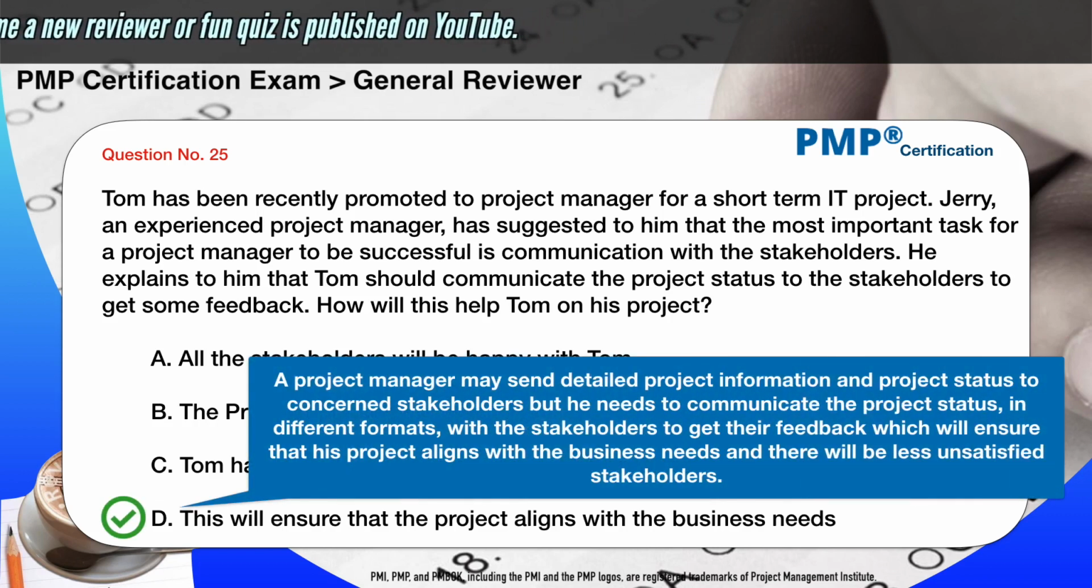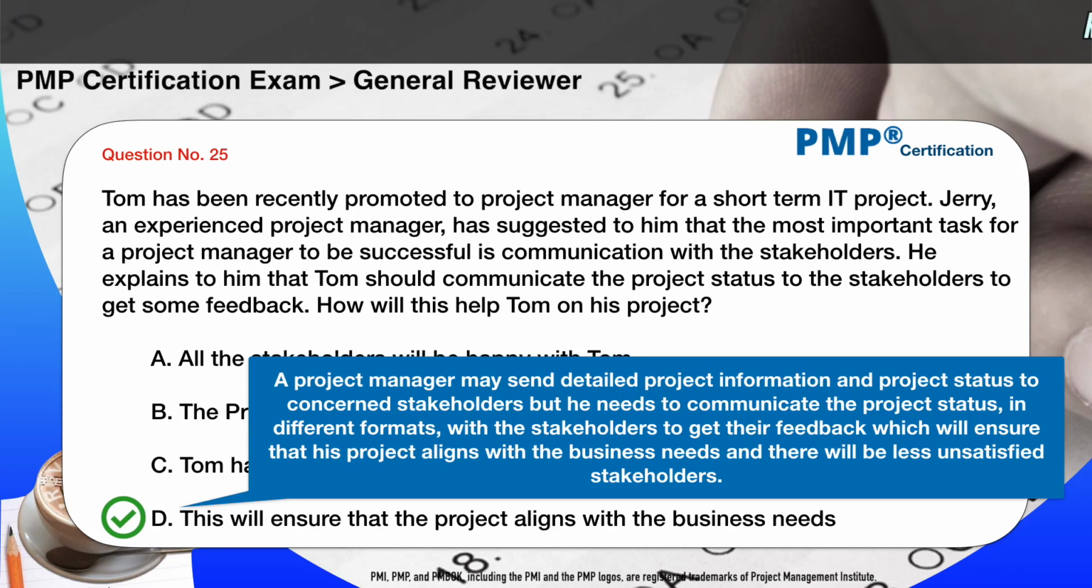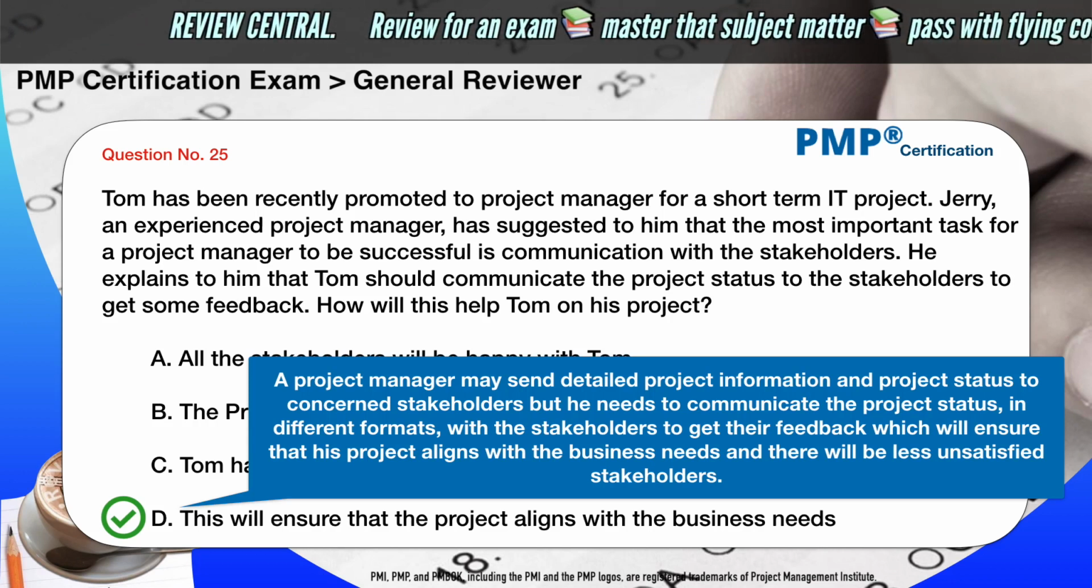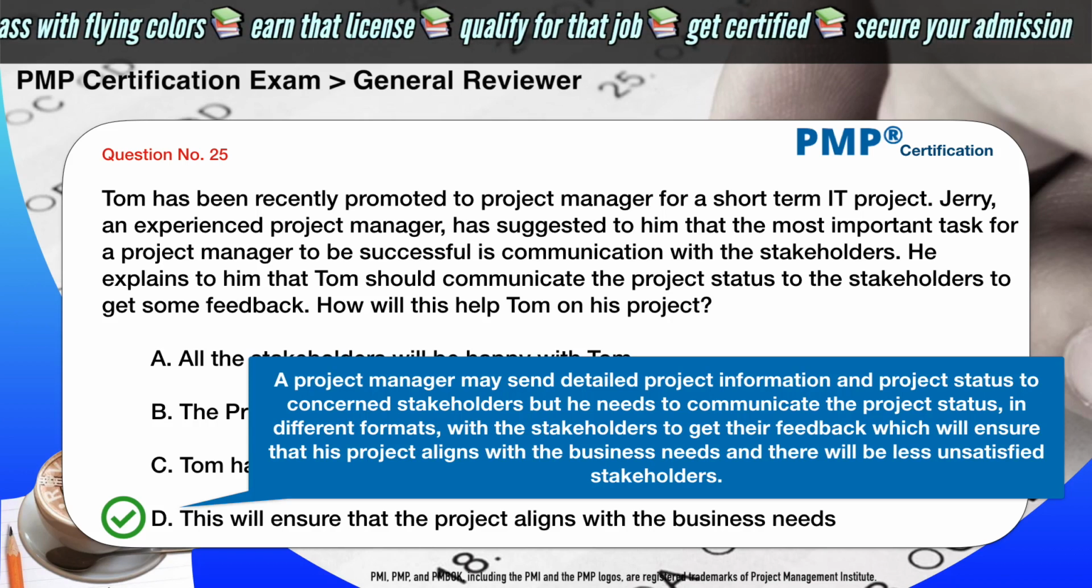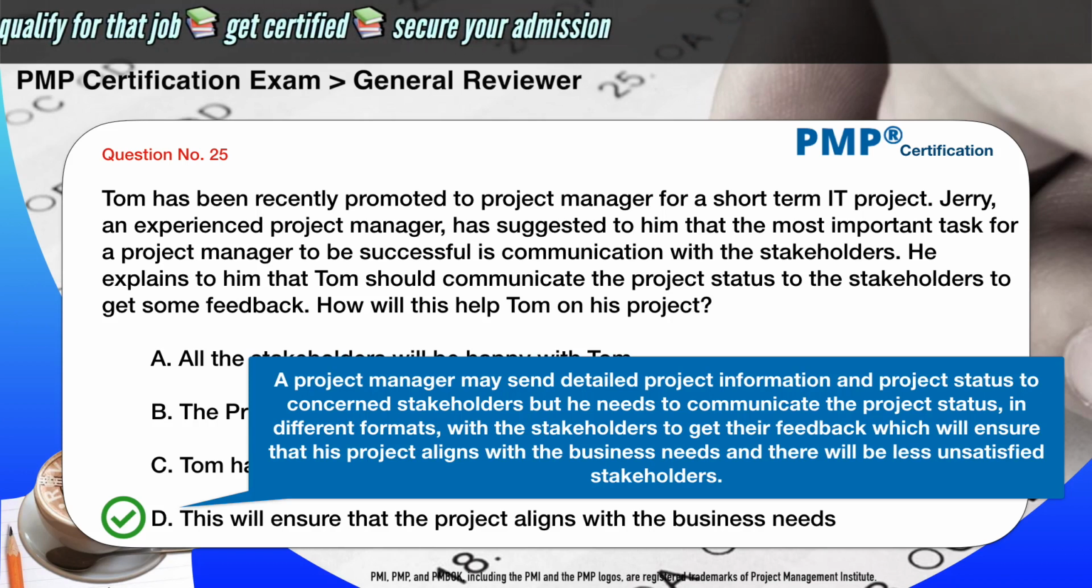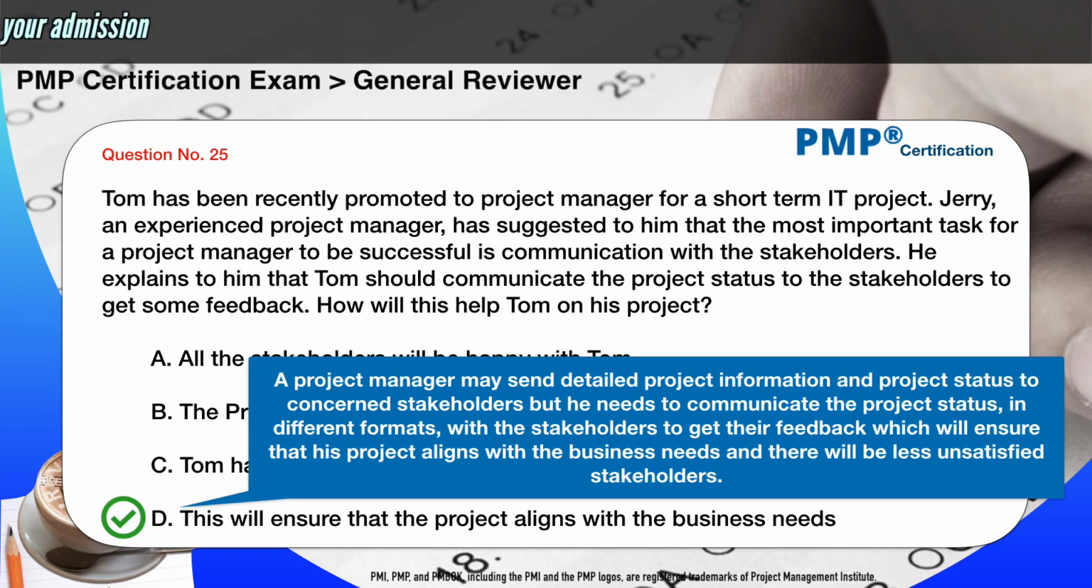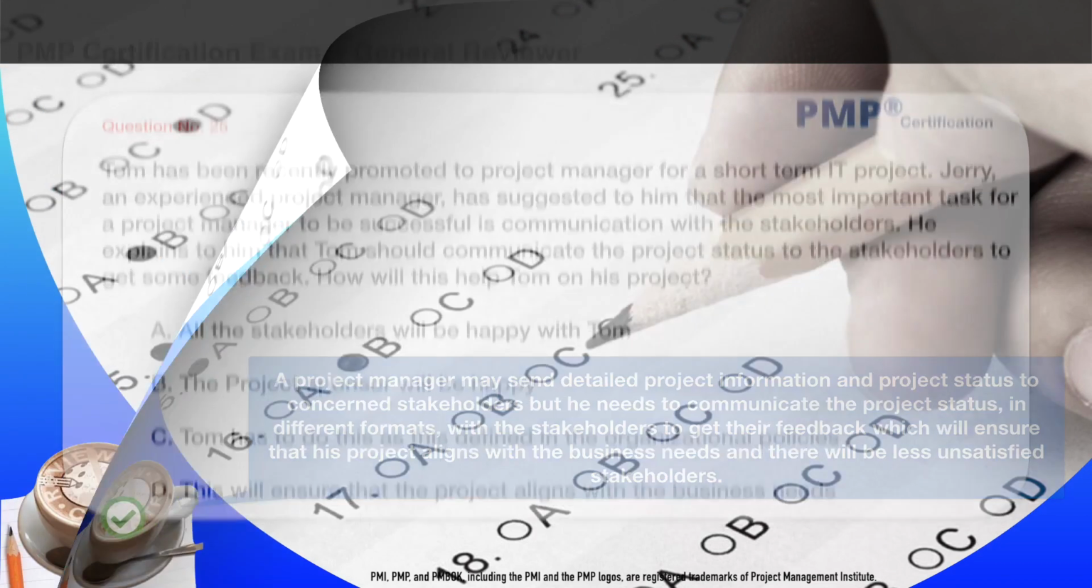The correct answer is D. This will ensure that the project aligns with the business needs. A project manager may send detailed project information and project status to concerned stakeholders, but he needs to communicate the project status in different formats with the stakeholders to get their feedback, which will ensure that his project aligns with the business needs and there will be less unsatisfied stakeholders.